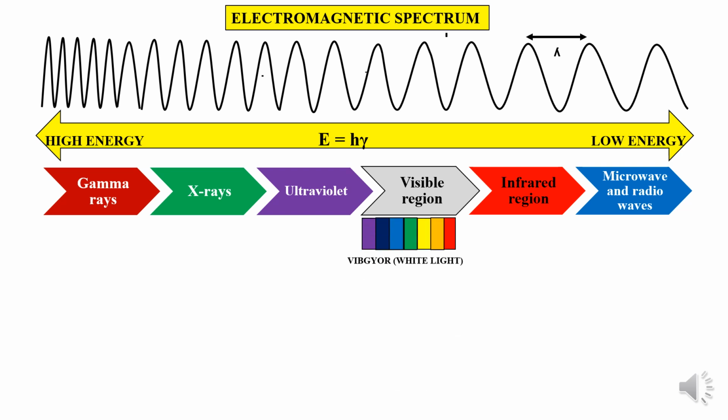The visible region is part of the electromagnetic spectrum whose wavelength ranges from 400 to 800 nanometers. This wavelength region can be perceived by the human eye and hence the name visible region. The wavelength of the ultraviolet region ranges from 200 to 400 nanometers, while the infrared region ranges from 400 to 4000 centimeter inverse.